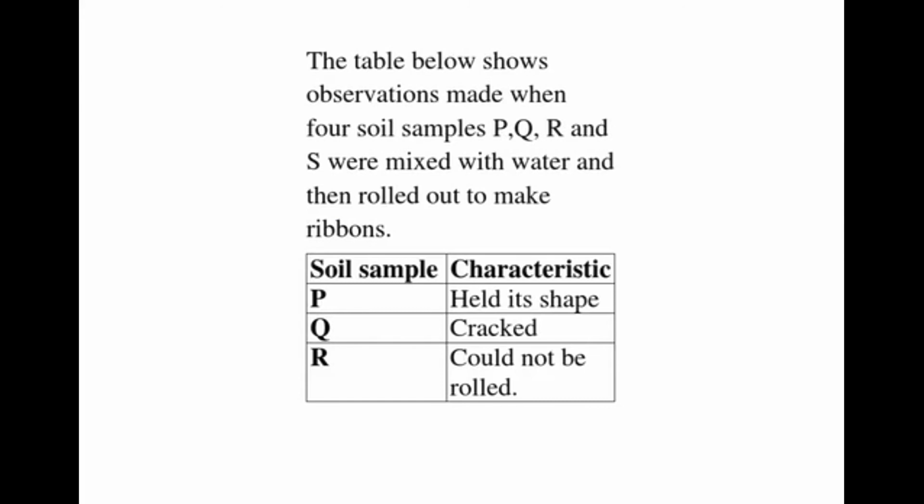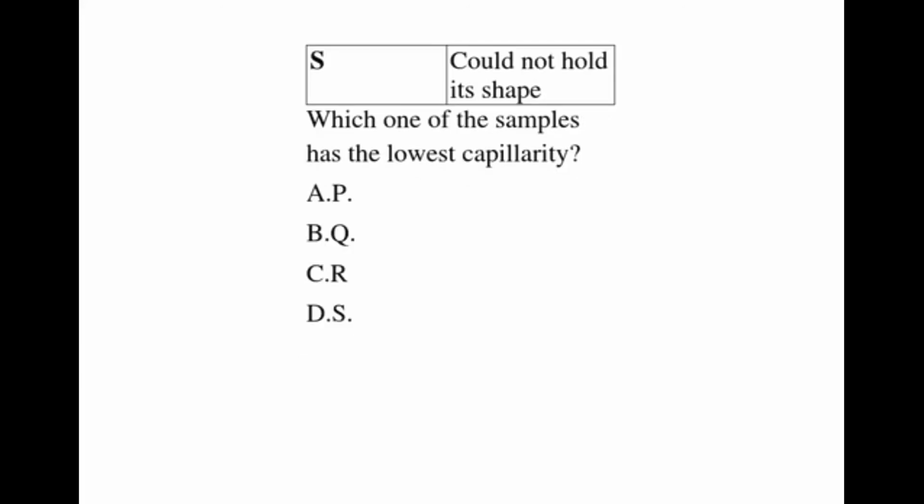The table below shows observations made when 4 soil samples P, Q, R and S were mixed with water and then rolled out to make ribbons. We have soil sample and characteristic. P held its shape, Q cracked, R could not be rolled, S could not hold its shape. Which one of the samples has the lowest capillarity?